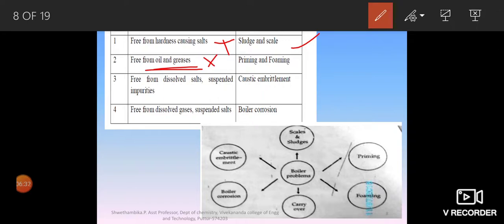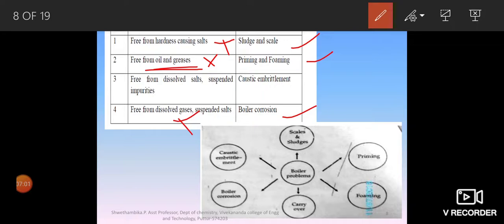Second major expectation is there must not be presence of any oil or greasy substance. If not, then it is going to create one more problem. We call it priming and foaming. Then third is it must be free from any kind of salts or suspended impurities, failing which it is going to create a caustic embrittlement. And the last one, it must be free from the dissolved gases or suspended salts. If this is not met, it is going to create boiler corrosion.